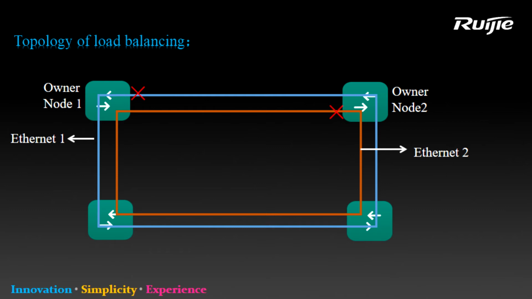Just like showing in this slide, between these 4 switches we can create 2 logical rings. One is the blue and the other one is the orange. We realize this function by using different instances and configuring different RPL loads.